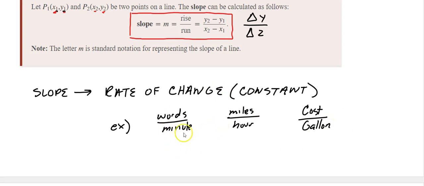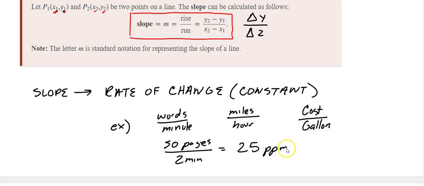Now, how does that work out? Also, if you look at the words per minute one, you can say, well, I type 50 pages in 2 minutes, or basically 25 pages per minute. And now using that definition right there, I could calculate how many pages I would roughly type in 10 minutes. Well, now I know. Or 11.5, or whatever. So this is where slope-intercept form comes in.